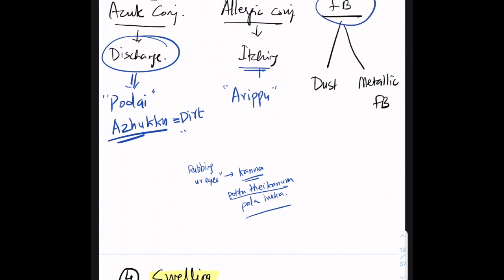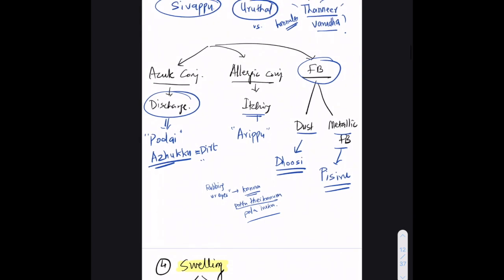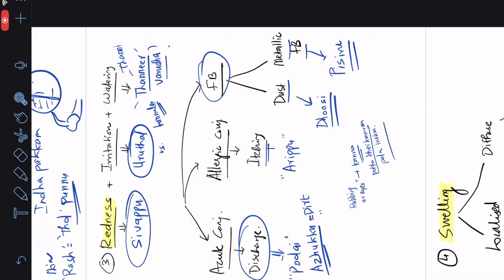Next is going to be foreign body. We just saw the metallic foreign body is also called, recollect, pisuru. Whereas a dust particle, not an exact metallic foreign body, but just a dust particle, will be denoted as dusi. Dusi means dust. So that's the redness, irritation, watering cluster. We have also seen what discharge means, what itching means, and what foreign body means. Okay. Good.